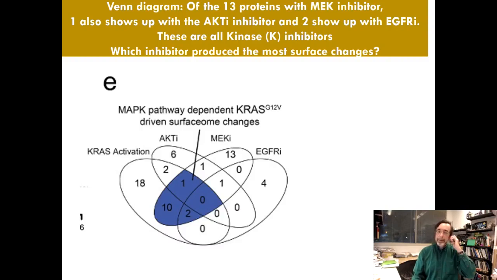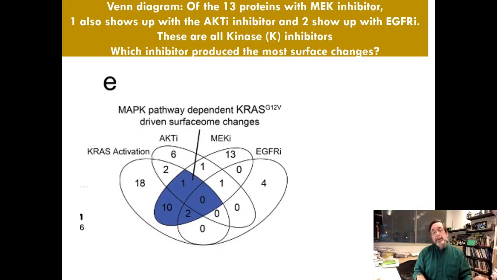But if you look at this, you can see that when they saw changes on the surface, they tell you how many changes on the surface they saw. And they only saw, for example, 13 changes on the surface when you compared the MEKI data to the KRAS activation data. That's shown in blue right here. So look at that and see 10 plus 1 plus 2 adds up to 13. That's cool because that's in the area where the Venn diagram overlaps.